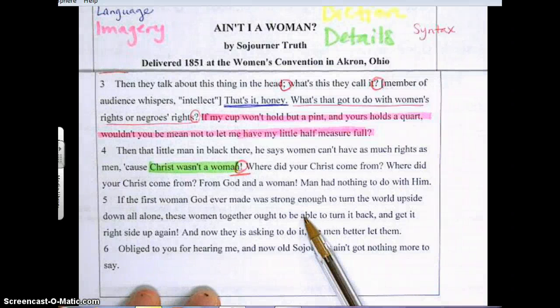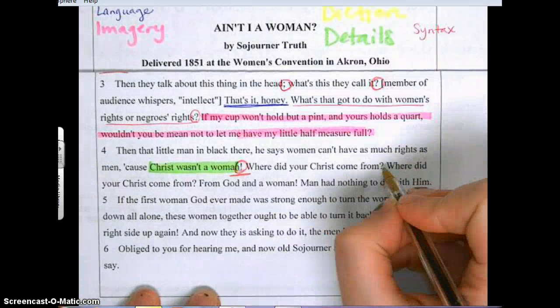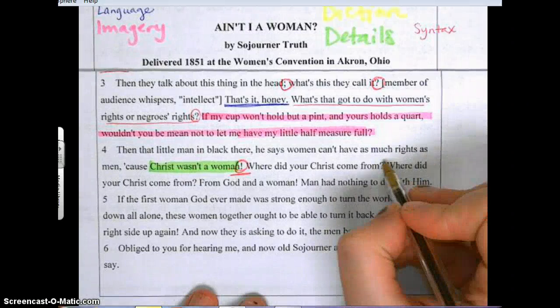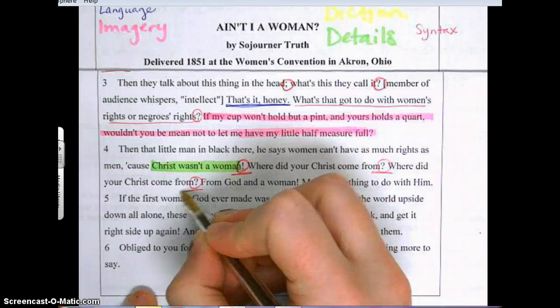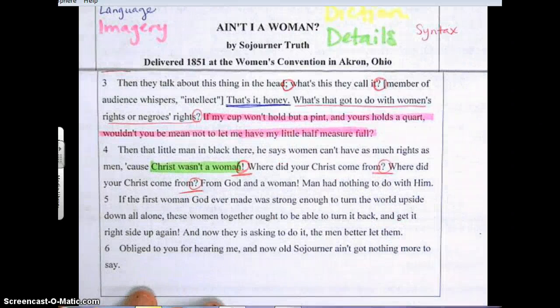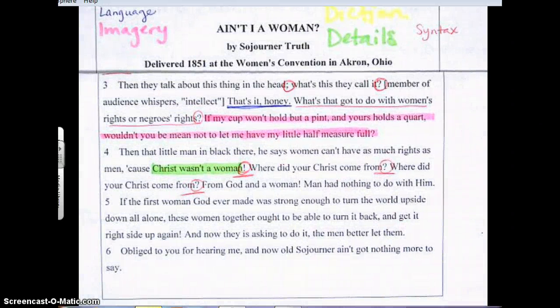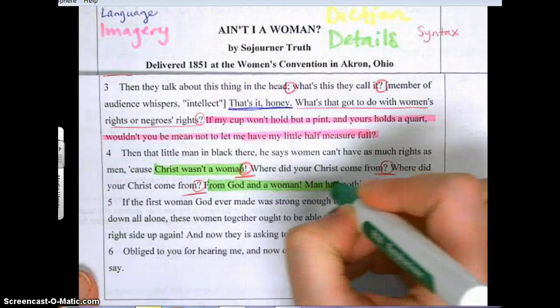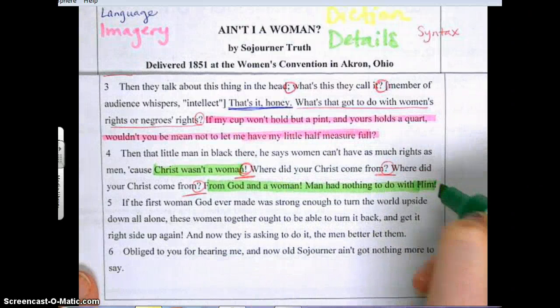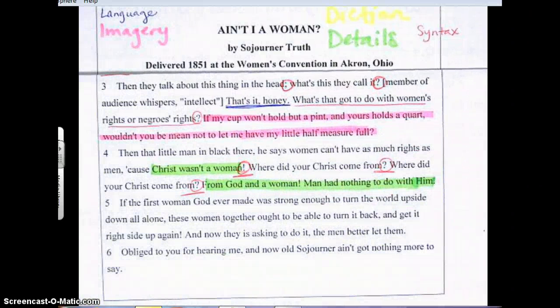"Where did your Christ come from? Where did your Christ come from?" She only says it twice, so it's not an anaphora, but she is saying it for emphasis, and it's a rhetorical question both times. "From God and a woman, man had nothing to do with him." Another detail as she talks about her biblical knowledge, her religious knowledge.